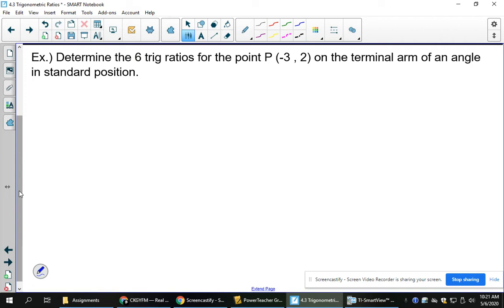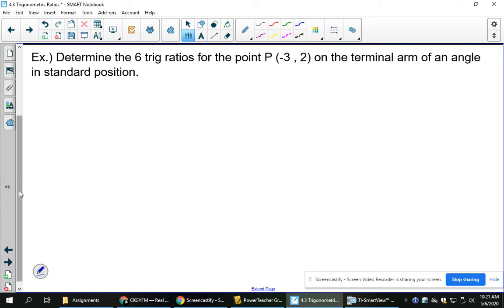It's just a matter of knowing what all of those little words mean, like the terminal arm and an angle in standard position. That all sounds very complicated, but all it really means is that you've got this line coming out of the origin on the Cartesian plane. That's all it means. So first of all, we need to draw this. The point -3, 2, I want you to think about what quadrant it would be in. Then draw your triangle and determine your hypotenuse. Try pausing the video and seeing if you can get the same picture as me.